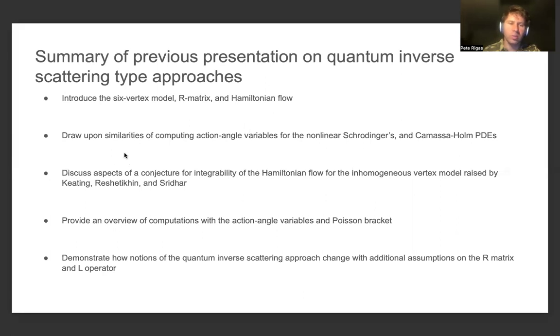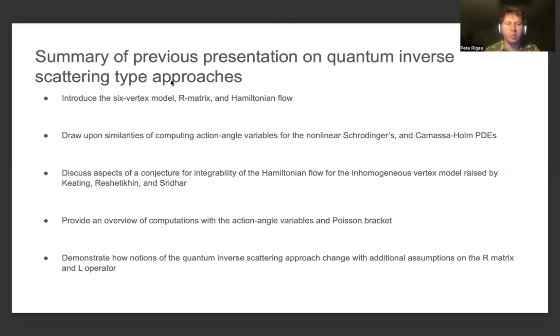And we also drew upon similarities of computing the action angle variables for the nonlinear Schrodinger and Kamasa-Home PDEs. And we also discussed aspects of a conjecture for integrability of the Hamiltonian flow, which is shown to hold for the inhomogeneous six-vertex model that can be analyzed from a conjecture and a suggestion from Keating, Reshetikhin, and Sridhar. And we provided an overview of those types of computations with the action angle variables on the Poisson bracket.